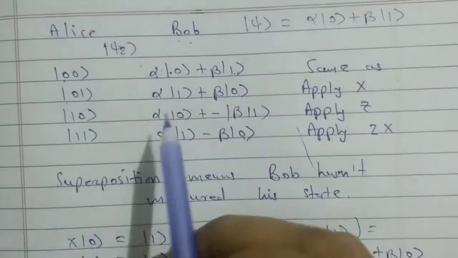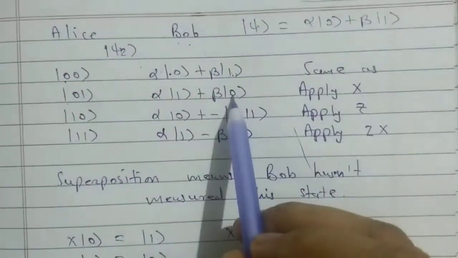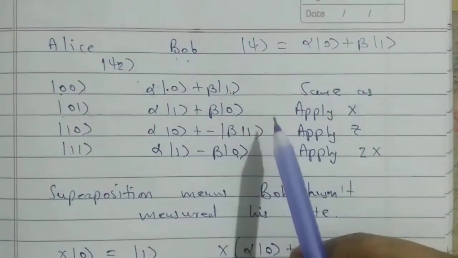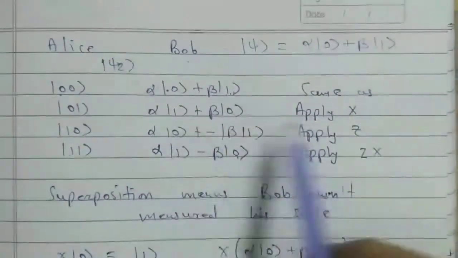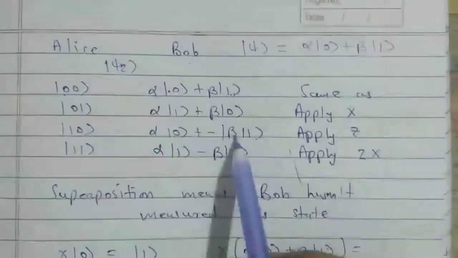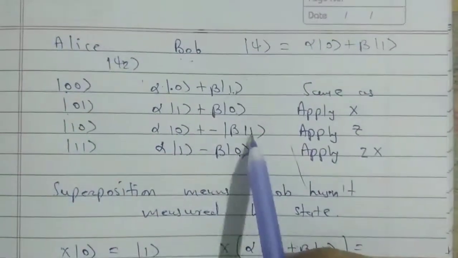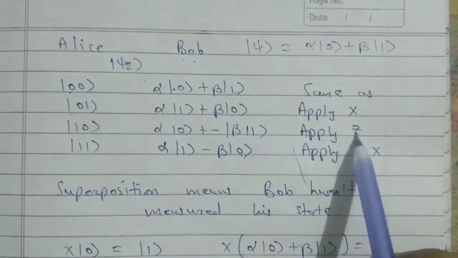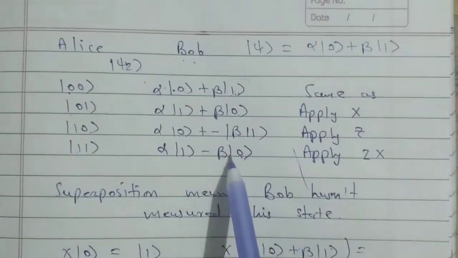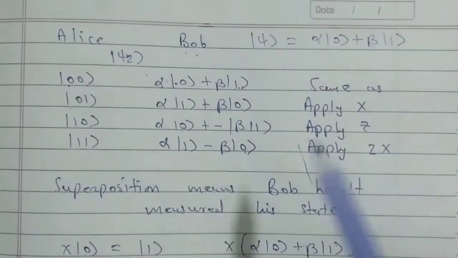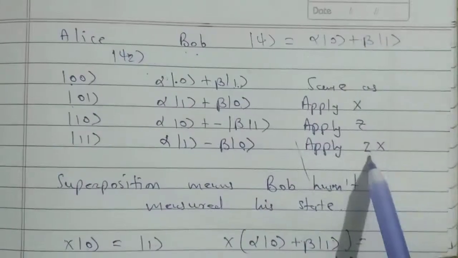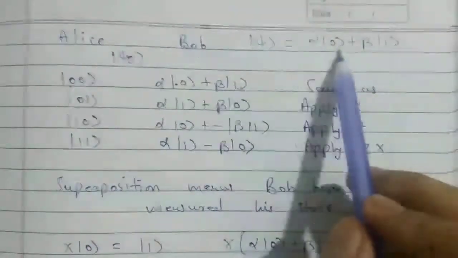So if Bob's qubit is alpha 1 plus beta 0 and we want alpha 0 plus beta 1, Bob will apply the X gate on his qubit. Similarly, if Bob's qubit is alpha 0 minus beta 1, Bob will apply the Z gate on his qubit. And if Bob's qubit is alpha 1 minus beta 0, Bob will apply first the X gate and then the Z gate, so that his qubit will be alpha 0 plus beta 1.